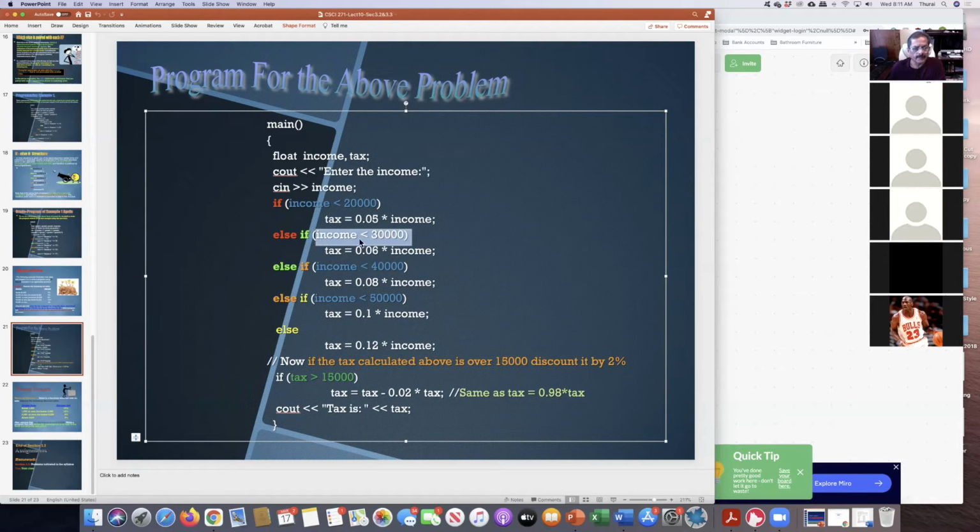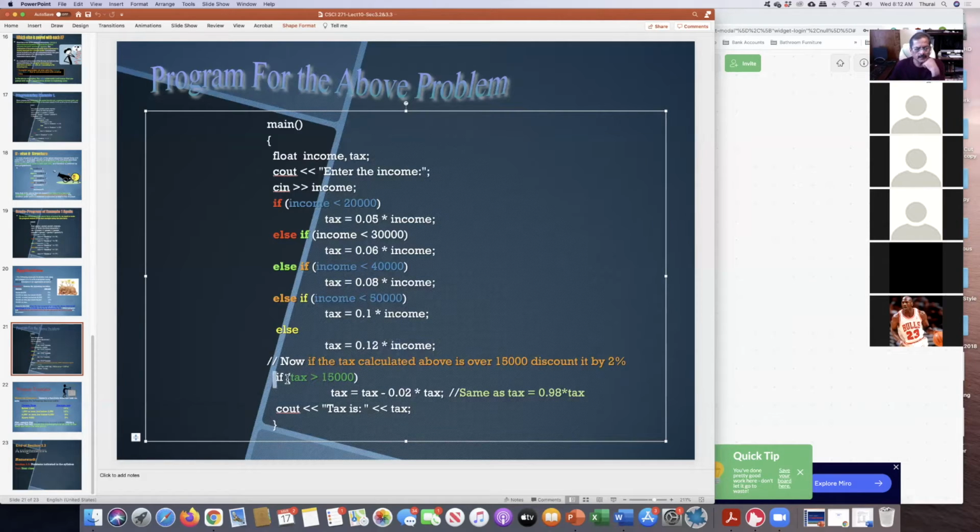So if income is less than 30,000, the tax is 6%. This else will be executed only if income is not under 30,000, so I don't have to compare against 30,000 again. I only have to compare against 40,000, and tax is 8%. Again, else if income is under 50,000, tax is 10%. Finally, there is no other if needed. So else, that means if income is over 50,000, that's when it comes here, and 12%.